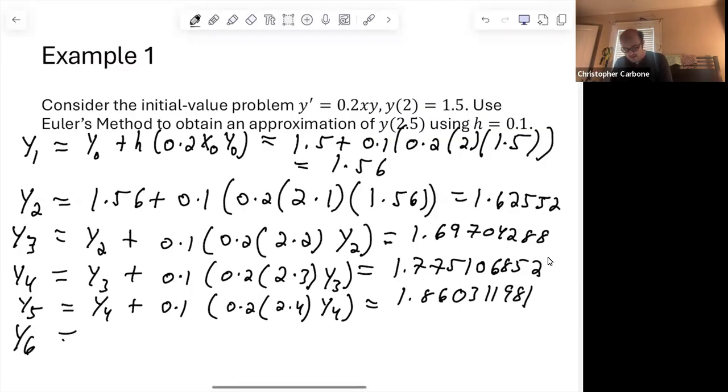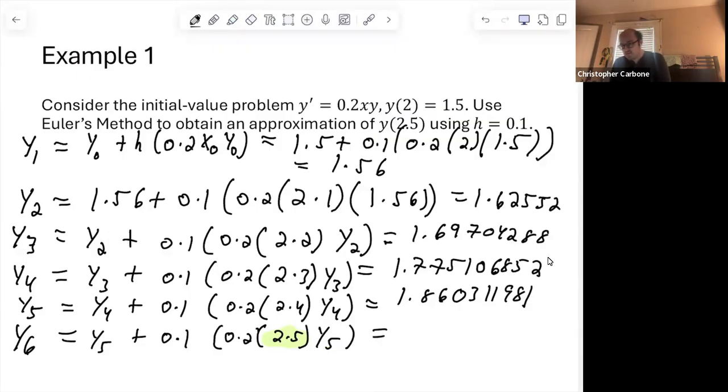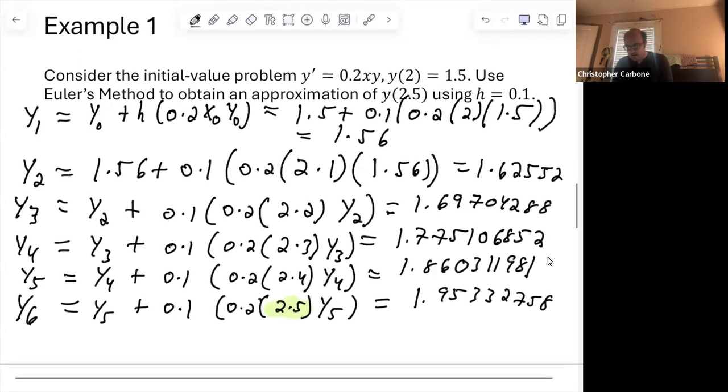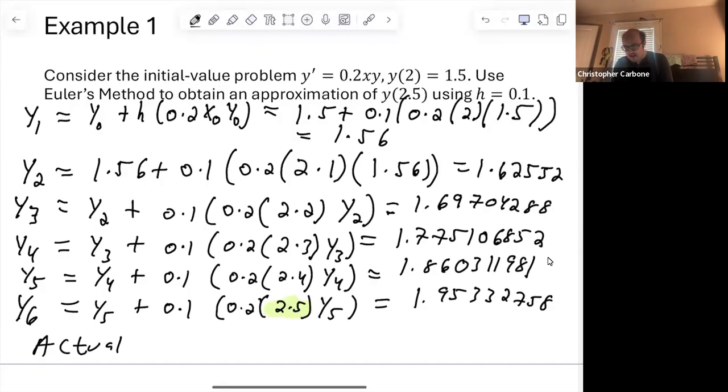And this last one will be y sub 6, which would be y sub 5 plus 0.1 times 0.2 times 2.5, times y sub 5. Once we get to this actual value, we could stop after we do the calculation for that particular value. So that gives us an approximation of 1.95332758.